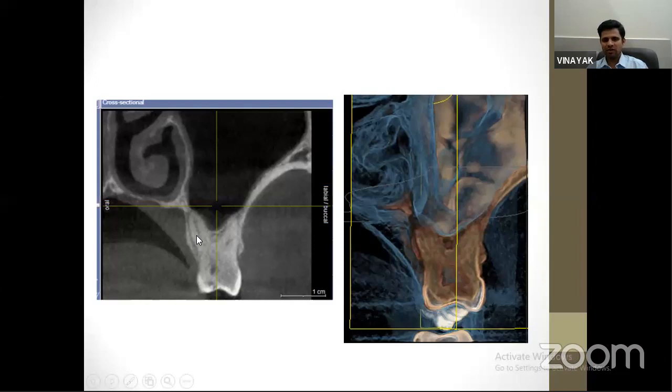Similar thing in a cross section view, buccolingual. So this is the floor of the maxillary sinus. These are the roots of the molar, and see the sinus is dipping in between the roots. It is seen many times. It dips between the two roots or between two teeth, right?